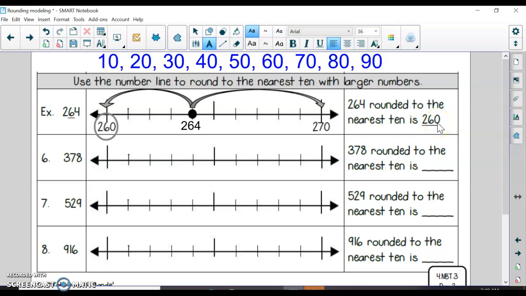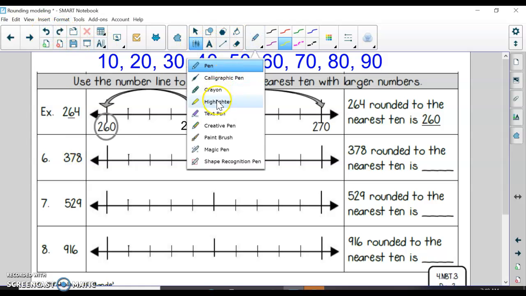You'll also notice that something didn't change in this number, and that's the hundreds place. I'm not rounding to the hundreds, so the hundreds doesn't change. It stays 200. The only things changing are my tens place and my ones place. So now we're going to try another one, and we're rounding to the tens place.